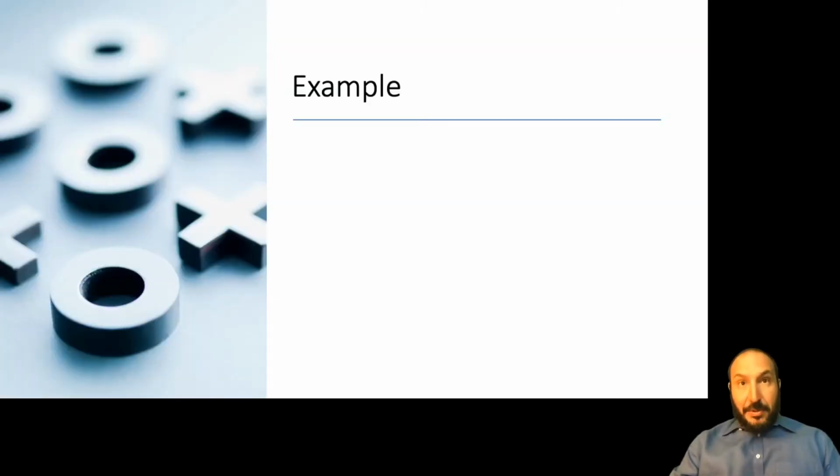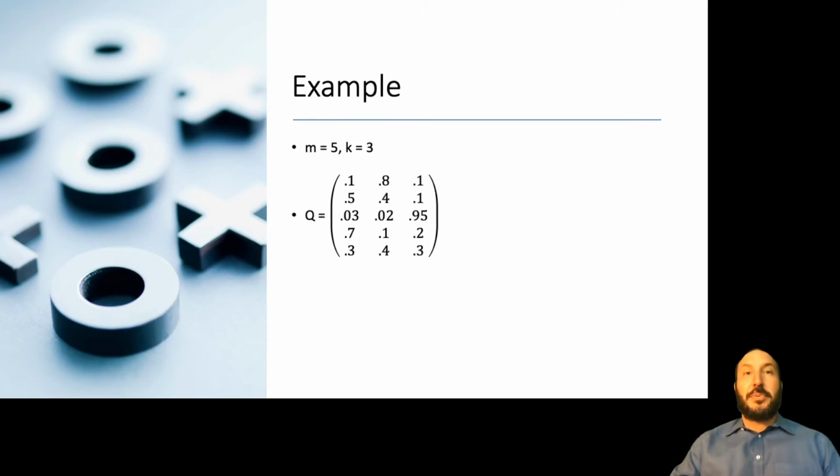So let's give a quick example to make this concrete. Suppose M is 5. So let's say there's just 5 different possible values of our predictor. And K is 3. There's 3 different values of Y that we're trying to get the probability distribution over. So here's an example of a conditional probability matrix Q. So imagine we do some modeling, we get some data, and our model predicts that when X is 1, we're going to be on that top row, and the probability of Y is going to be 0.1 for Y equals 1, 0.8 for Y equals 2, and 0.1 for Y equals 3, and so forth.